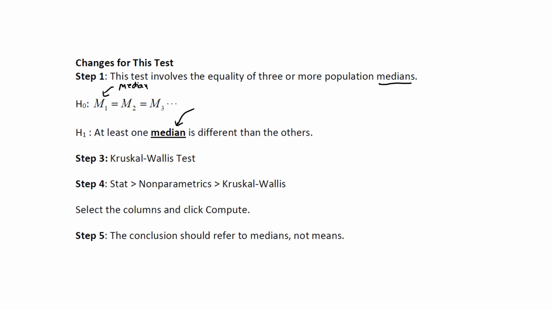For step 3, the name of this test is Kruskal Wallis test. And the calculations in step 4 are done by using stat, nonparametrics, Kruskal Wallis. Pick the columns that contain the data, click compute, and you'll have your p-value. Finally, in step 5, the conclusion should refer to medians, not means. In other words, we'll say there is or is not sufficient evidence to conclude that at least one median is different than the others. Let's try an example.